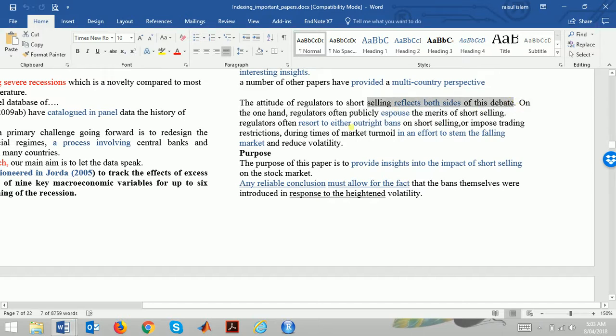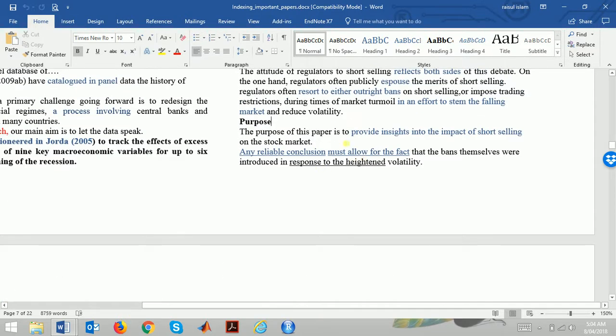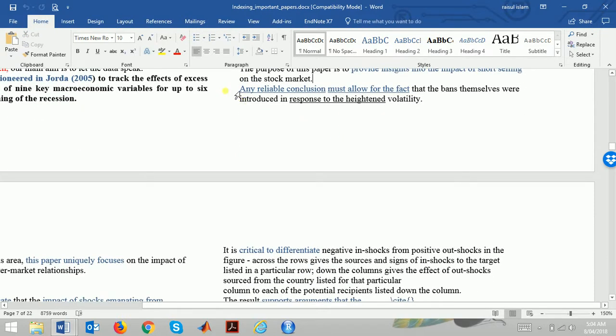On the one hand, regulators often publicly espouse the merits of short selling. Regulators often resort to either outright bans on short selling or impose trading restrictions during times of market turmoil in an effort to stem the falling market and reduce volatility. On the other hand, the purpose of this paper is to provide insights into the impact of short selling. Any reliable conclusion must allow for the fact that the bans themselves were introduced in response to the heightened volatility.